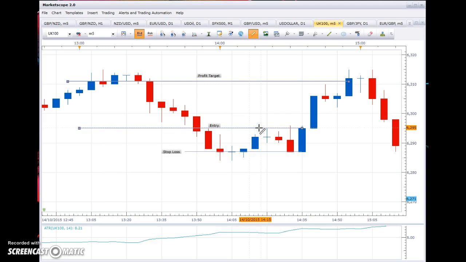16 pips versus your 8. So exactly a 2-to-1. That might be a better example of that. So let's say this was your risk-reward of 2-to-1, with 16 against 8. That's another example of what you might do.